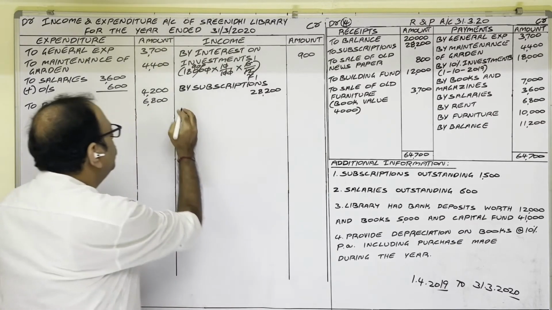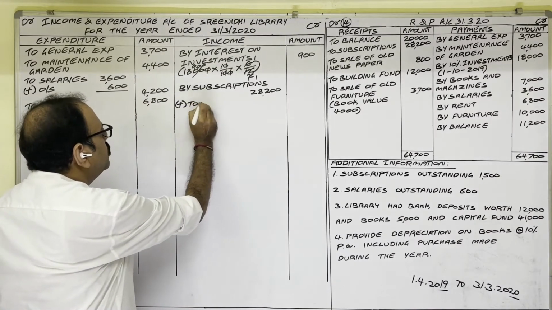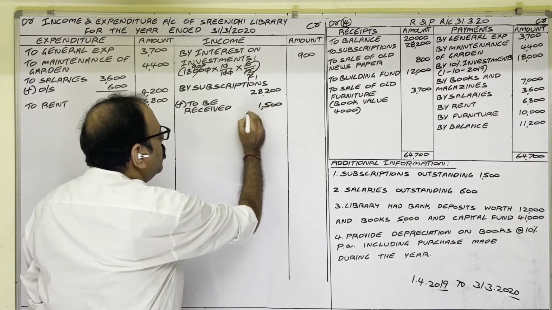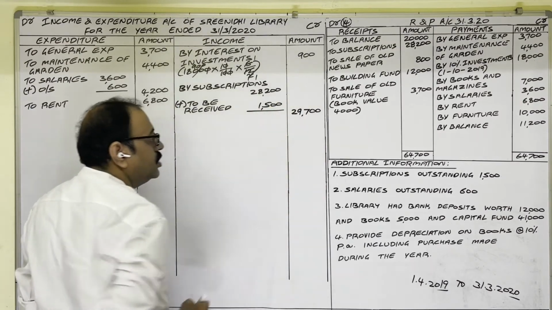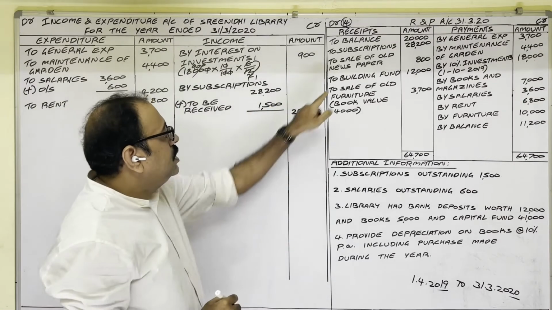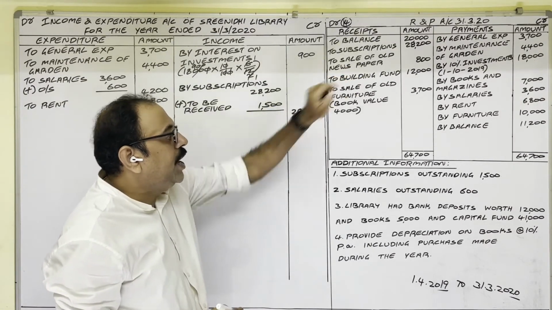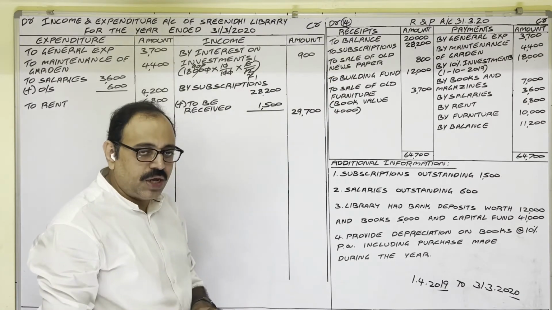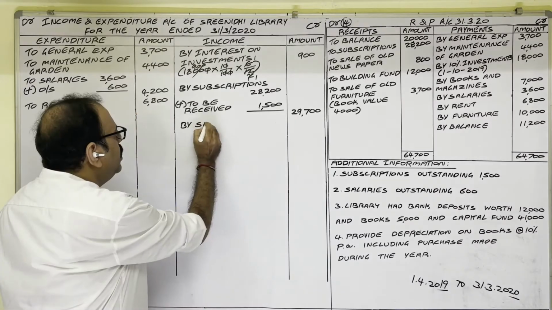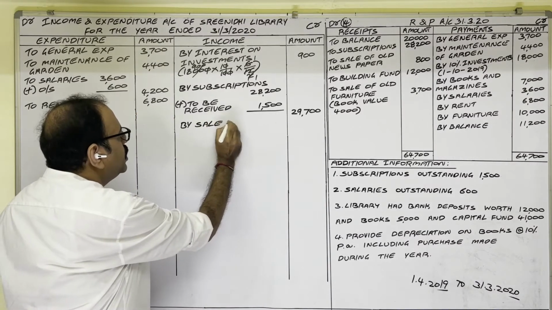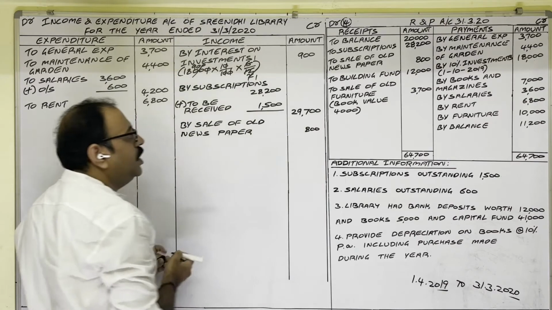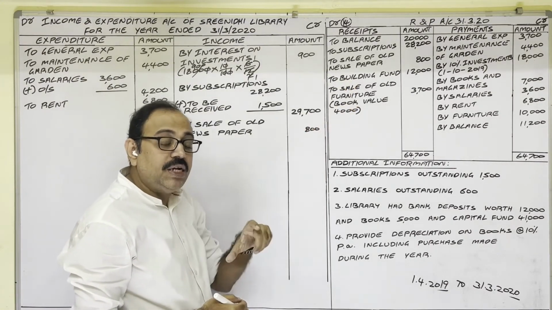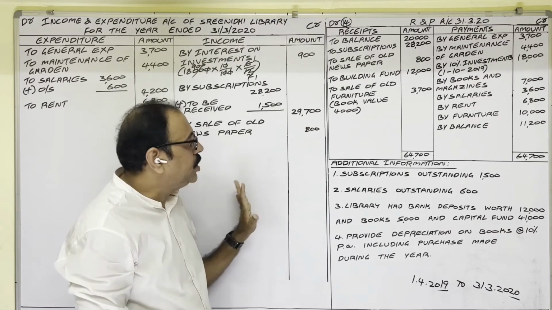We should add plus to be received. You can write outstanding word also, 1,500 rupees. Total in outer column, 29,700. Next, sale of old newspaper, 800 rupees. Newspaper regularly we sell. This is revenue income, credit side. By sale of old newspaper, 800 rupees. Next, building fund 12,000. Funds in balance sheet under liability side we have to show, not here, ignore.